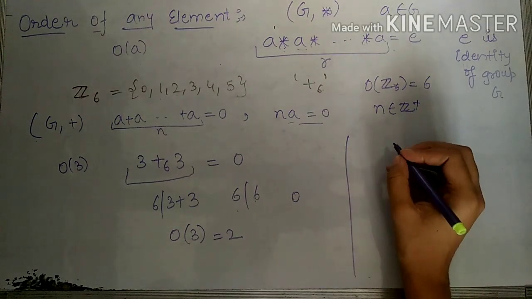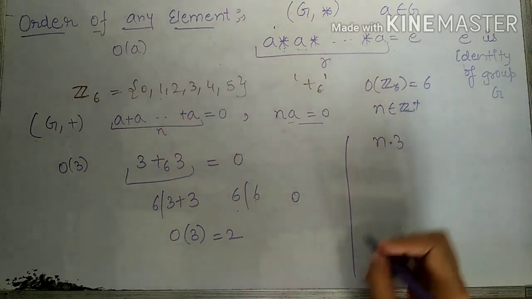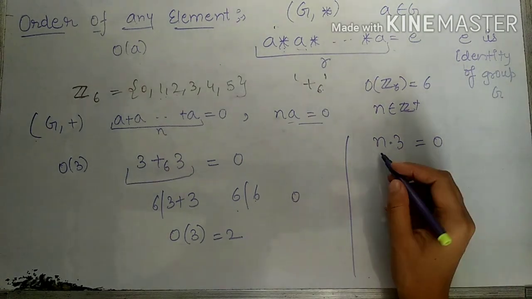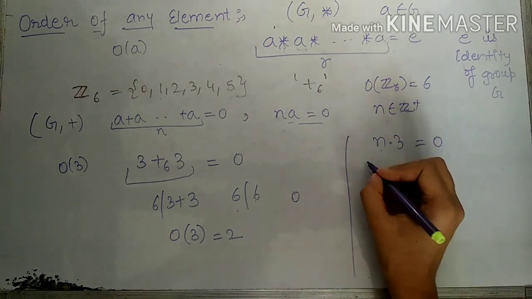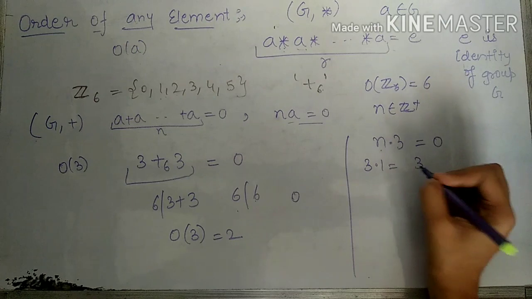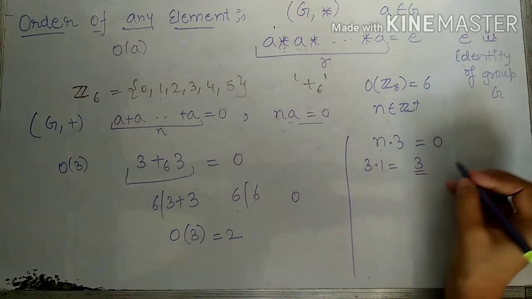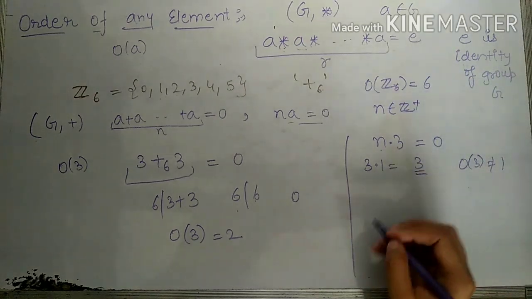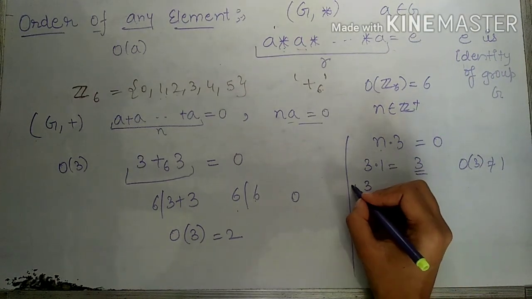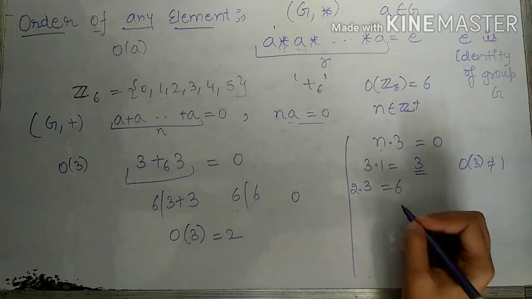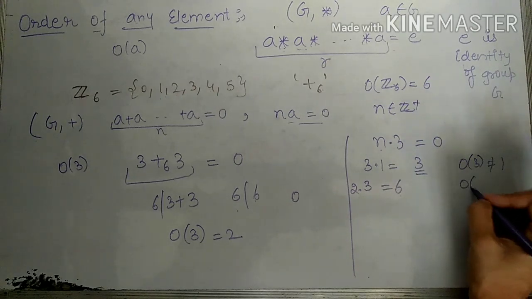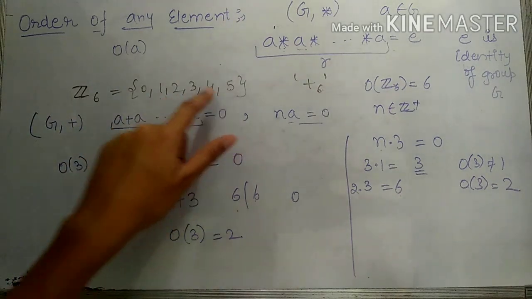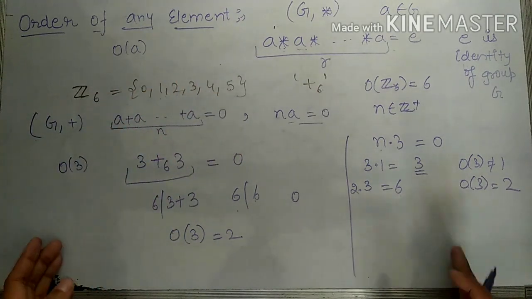And if we do it this way, n into 3 should be equal to 0. If we start from 1, if we take n equal to 1, 3 into 1 is equal to 3, and 3 is not divisible by 6. So 1 is not its order. If we take n to be 2, 2 into 3 is equal to 6, and 6 is divisible by 6. So the order of 3 is equal to 2. So we can find the order of every element of this group G by either of these two methods.